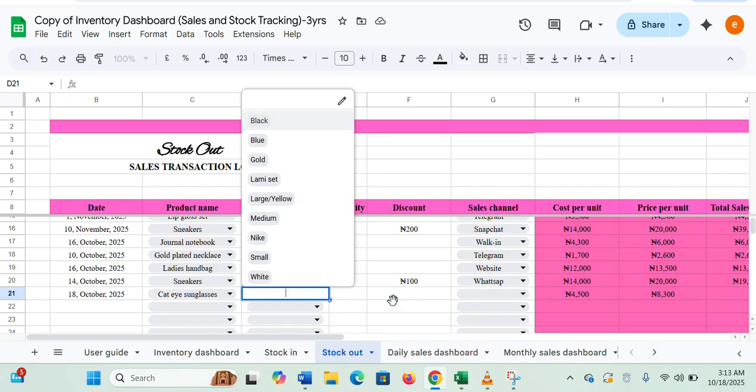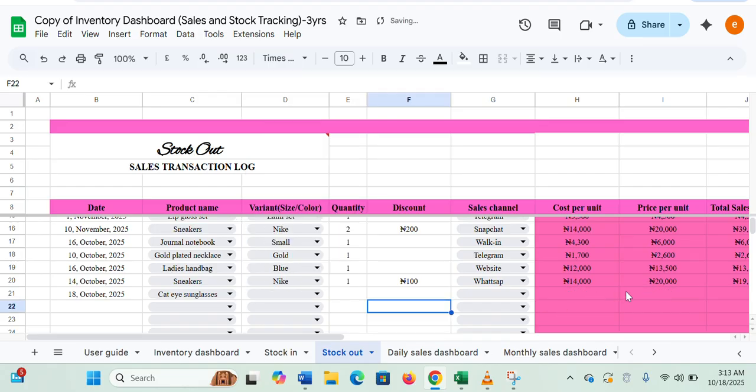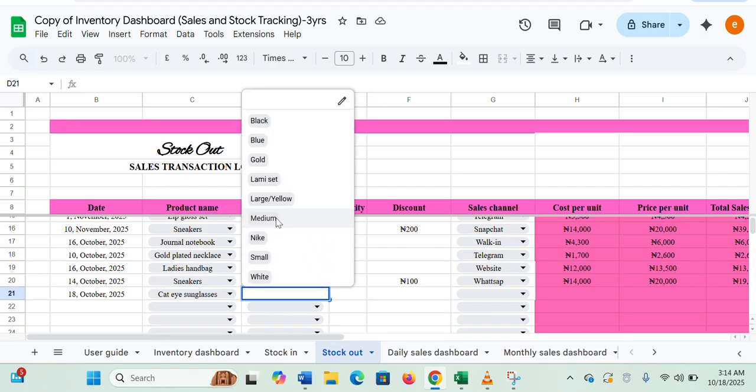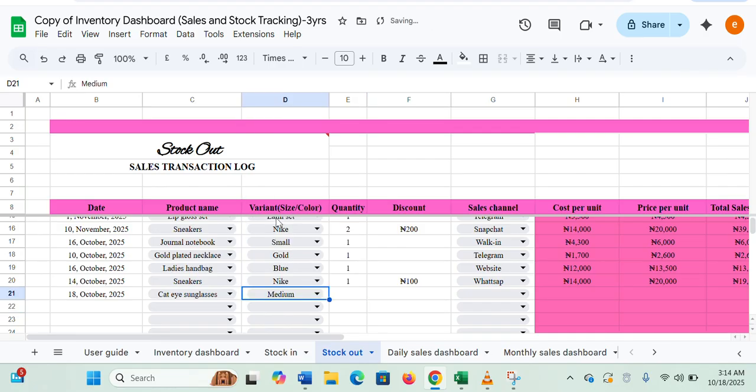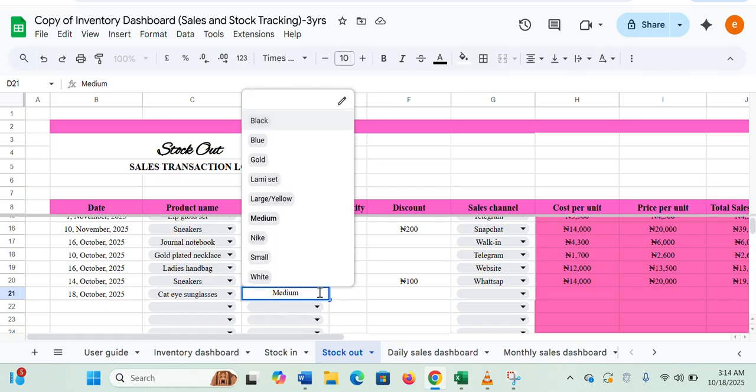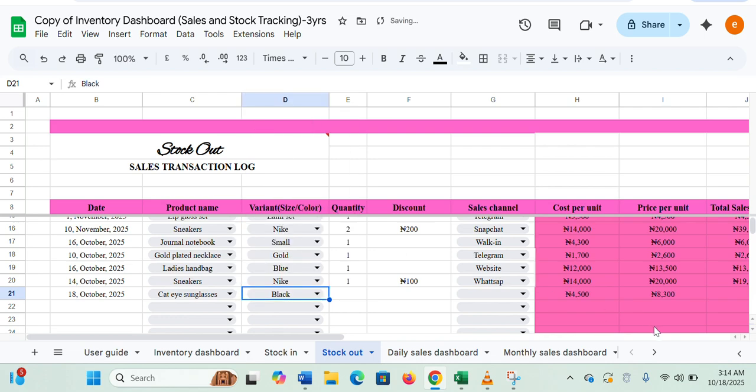When it is cancelled, it doesn't bring any price here. But let's say, for example, I want to input medium. The cat eye sunglasses that you have input as the one in your business is not medium, so the system cannot bring in any price for you. So you just have to make sure that it is accurate. Please be very sure. Obviously, when you are selling, you can see what you are selling, so it makes it very easy for you. So when I input black, it tells me the cost price and the price per unit. I hope that you understand that.